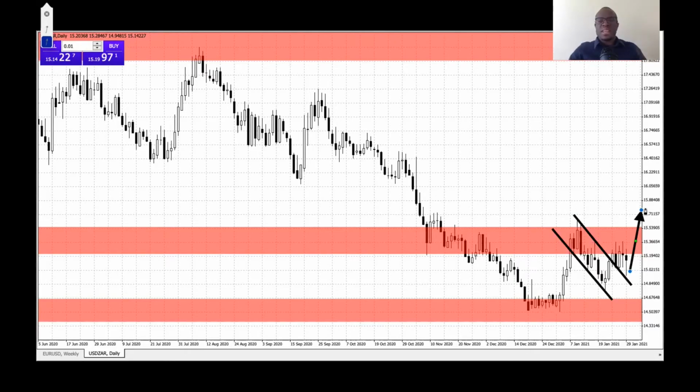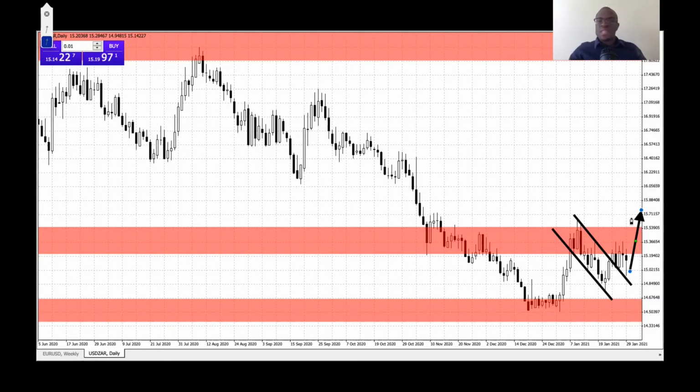So these are the scenarios that we have. To the downside, it's that double top and the main bearish trend, and to the upside, it's the formation of a higher high and a higher low here, and also this descending channel. It's also giving us support to the upside. And not forgetting, overall, we have support for both movements.